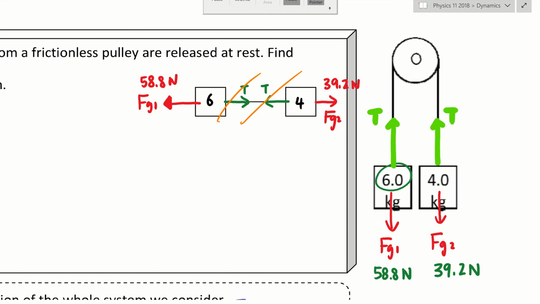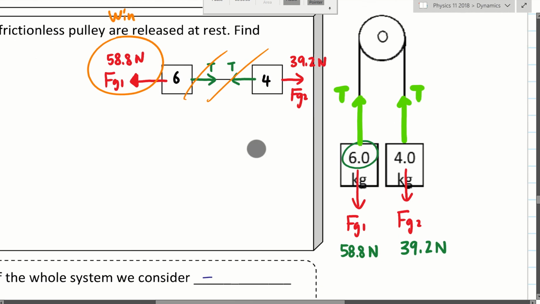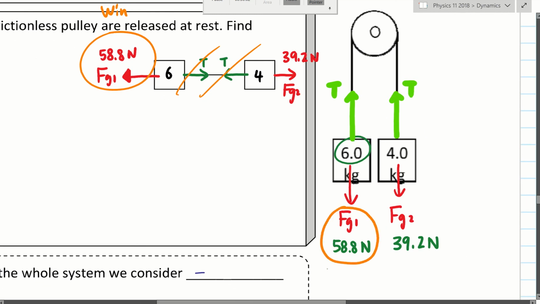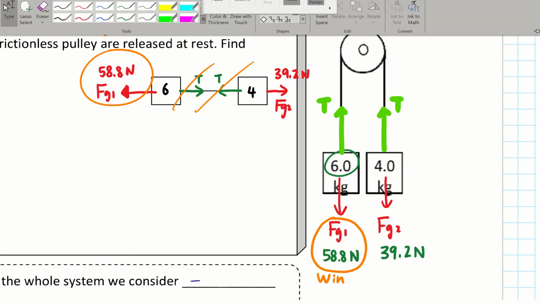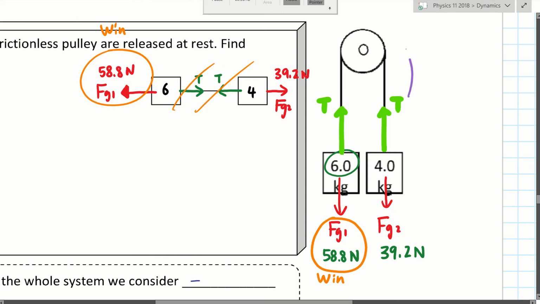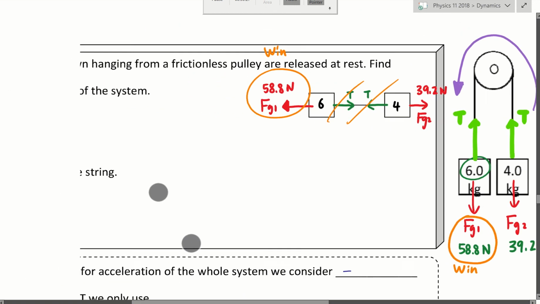Okay, who is winning? Obviously, the stronger force wins. So the winner in this case is Fg1, because the tension doesn't really count. Now, if Fg1 is the winner, which way will this system start to move? This way, right? In this counterclockwise direction. How come? Because the mass on the left-hand side is heavier, so it's going to go down first, and the 4 kilogram mass is going to go up. So we need the winner, and we also have the loser on the other side.